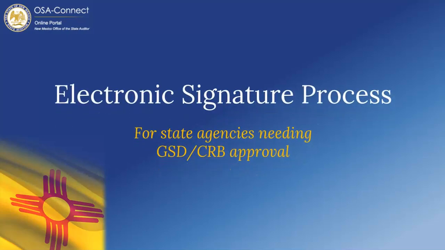Welcome to the OSA Connect app tutorial. In this video, we'll walk you through how to use the electronic signature feature to sign your contract forms, specifically for state agencies requiring GSD CRB approval. Let's get started.